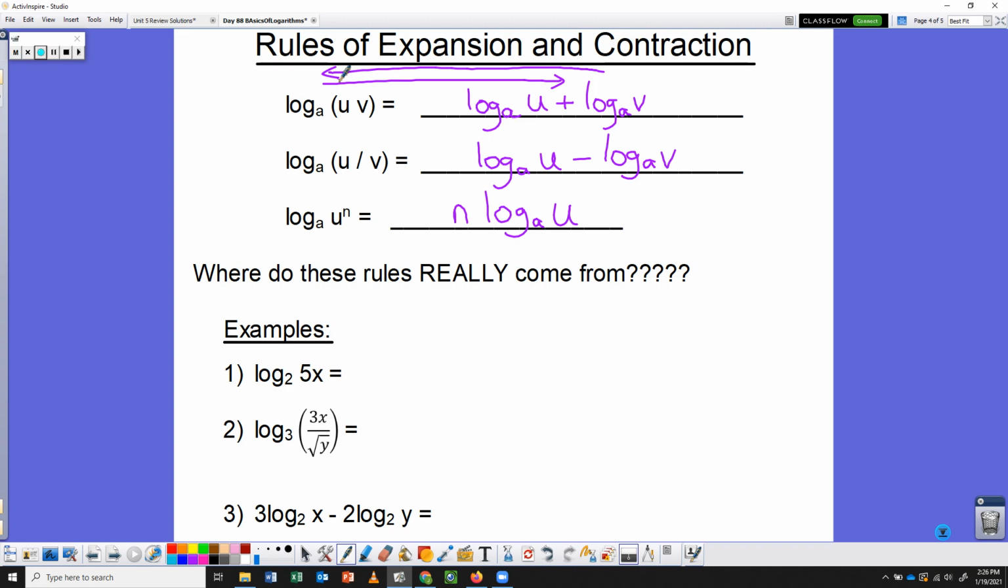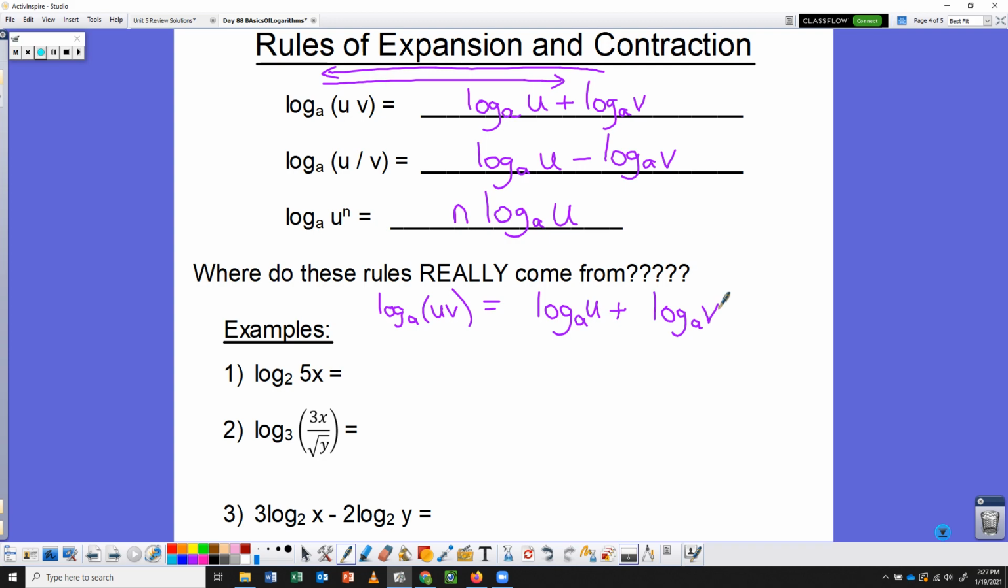So the next thing I want to talk about really quickly is, where do these rules come from? So if you remember, the objective of a logarithm is to find the exponent. So when you say log base a of u times v, you're asking what is the exponent that I would need to put on a to make a product of u times v. So basically what we're doing on the right-hand side, if you think about it, we're using the same base, log base a, and what we're doing is we're adding together the exponents that you would have gotten from log base a of u and the log base a of v.